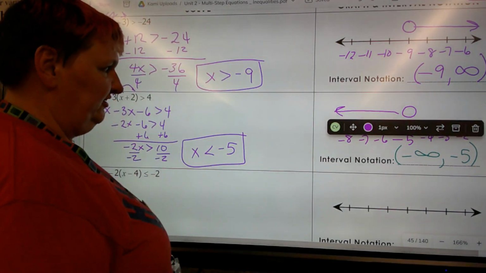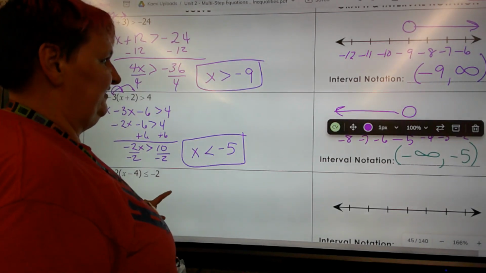Ooh, it just changed color. I don't know how I did that. Anyways.